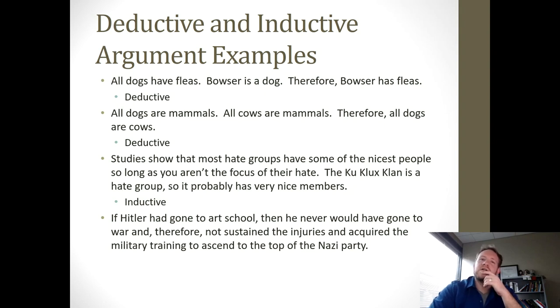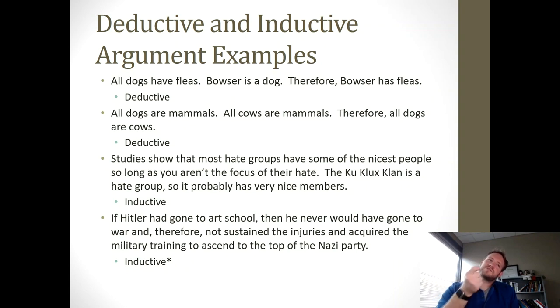So if Hitler had gone to art school, then he never would have gone to war, and therefore not sustained the injuries and acquired the military training to ascend to the top of the Nazi Party. All right, so with this argument, is it inductive or deductive, do you think? We probably want to say inductive. And the question again is, could the conclusion be false, even if the premises are all true?